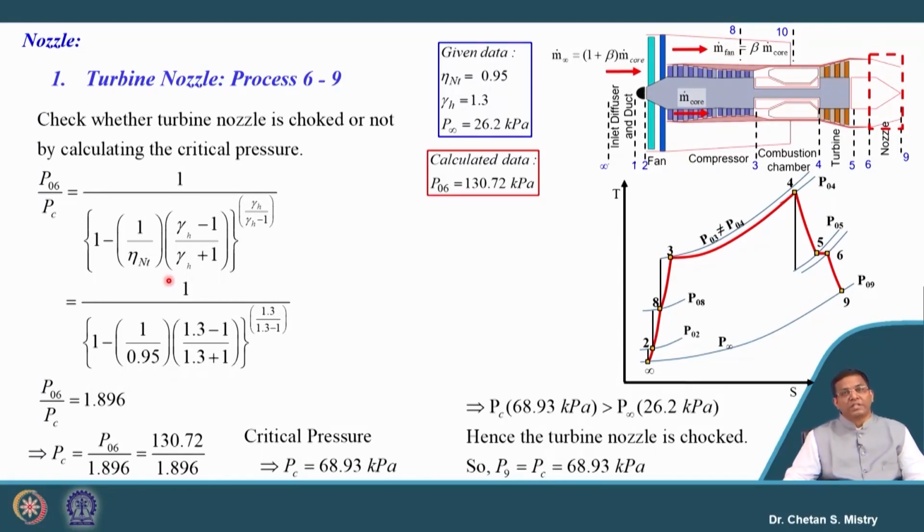It says that since this critical pressure is greater than our atmospheric pressure, that is the reason why my turbine nozzle is a choke nozzle. When it is a choke nozzle, our exit pressure will be equal to the critical pressure, and that is 68.93 kilopascal. You need to be very careful with this calculation, because a small mistake and your thrust calculation will go wrong.